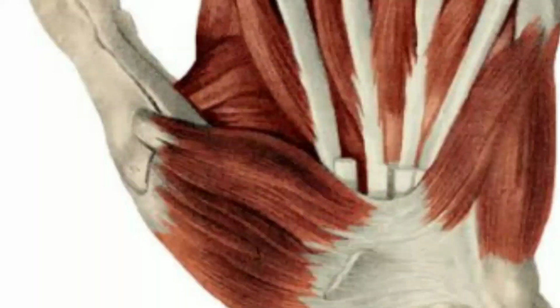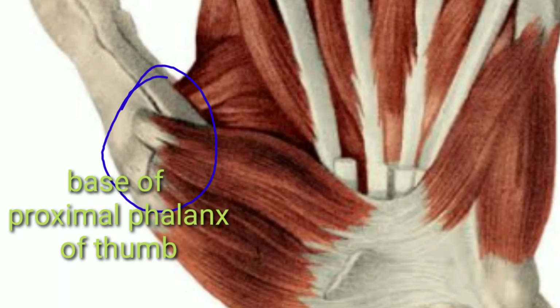Got it? Now these 2 muscles are inserted into the base of the proximal phalanx of the thumb. Most of the muscles are inserted into the base of the proximal phalanx of the thumb.